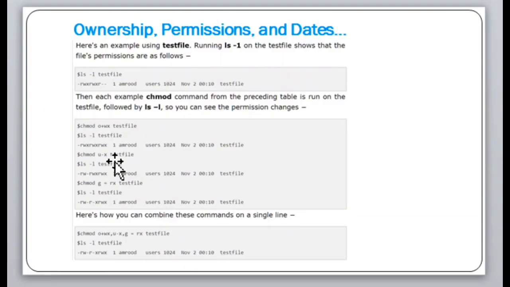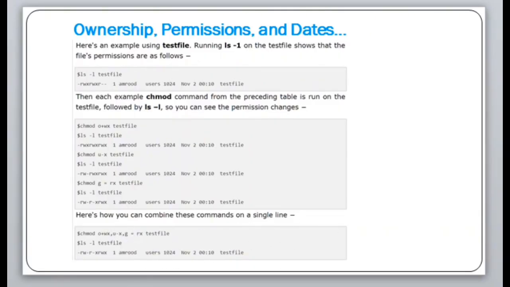Okay? And you can actually combine these commands on a single line. So we can do chmod o+wx,u-x,g=rx. Okay? So what that's going to do on other, it's going to add write and execute. On user, it's going to take away execute. And on group, it's going to set read and execute.